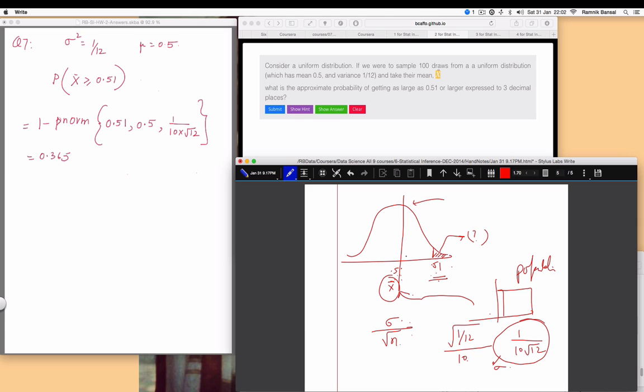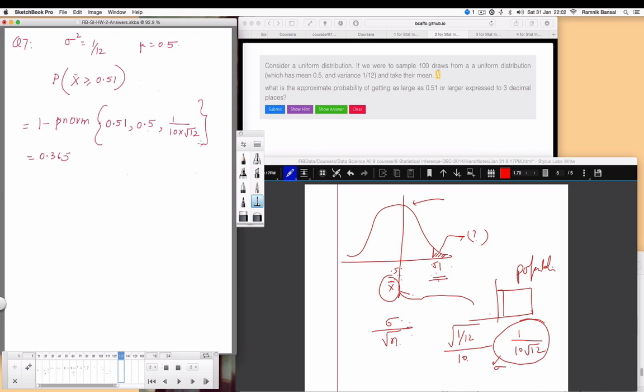If I was to put this into my pnorm function, I say pnorm of 0.51, comma 0.5, comma the standard deviation, and then lower.tail is true by default. So I just subtract the result from 1 and I get my answer. Or I can say lower.tail equals false, and that's how I get the correct answer.